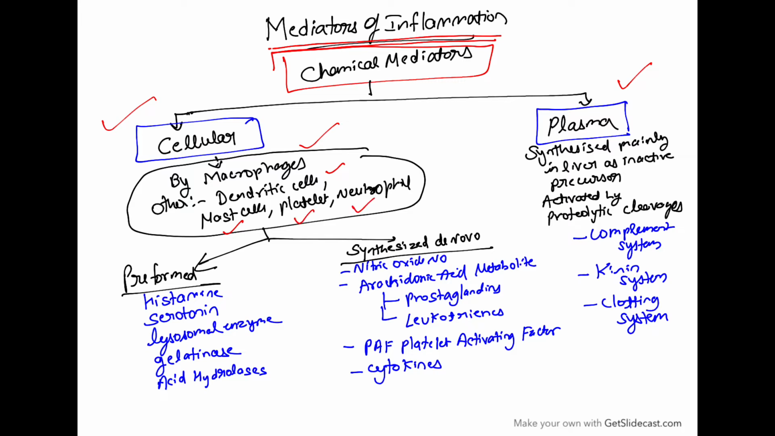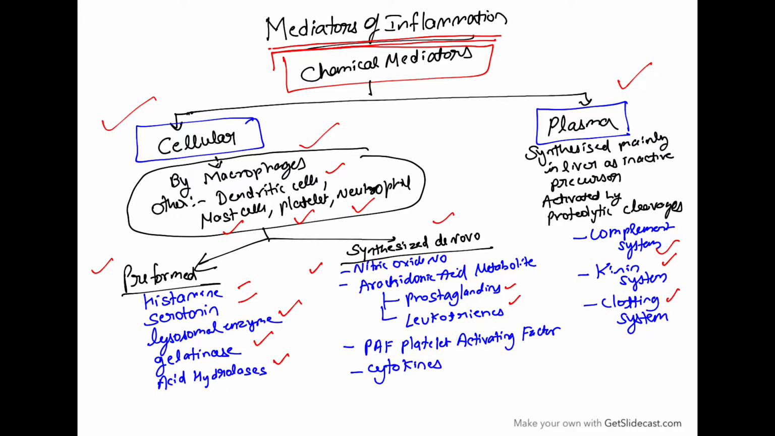Now they can be either preformed or they can be synthesized de novo. Now preformed mediators are like histamine, serotonin, lysosomal enzymes, gelatinases or acid hydrolases. Or synthesized de novo could be nitric oxide, arachidonic acid metabolites like prostaglandin, leukotrienes, or platelet activating factors, or cytokines or chemokines. Now, plasma mediators means they are synthesized mainly in the liver as inactive precursors and they are activated by the proteolytic cleavages. Now, these include the complement system, the kinin system, and the clotting system.